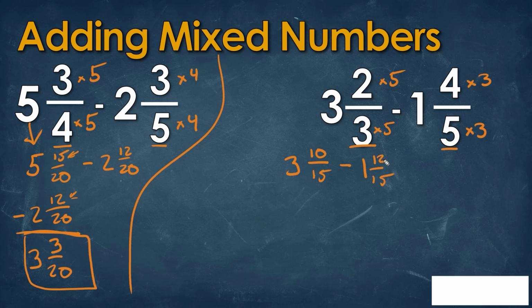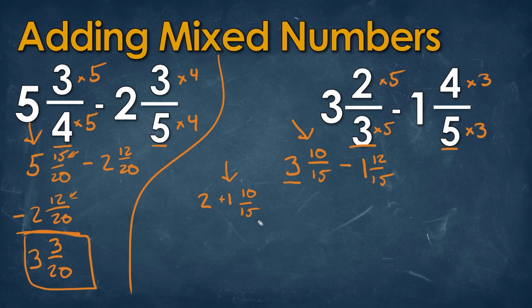Now you're going to notice that 12 is much bigger than the 10 over here. So we can't subtract this because that 10 is smaller than 12. So we have to borrow one value from this 3. So we'll have a 2 here, plus that 1, plus that fraction of 10 over 15. Now we can change this 1 to a fraction. So if you know 15 over 15 would be the same as 1, plus we would have that 10 over 15. And because we have the same denominator, we could just add the top. So we'll have 2 and 25 over 15. And we can subtract that by 1 and 12 over 15.